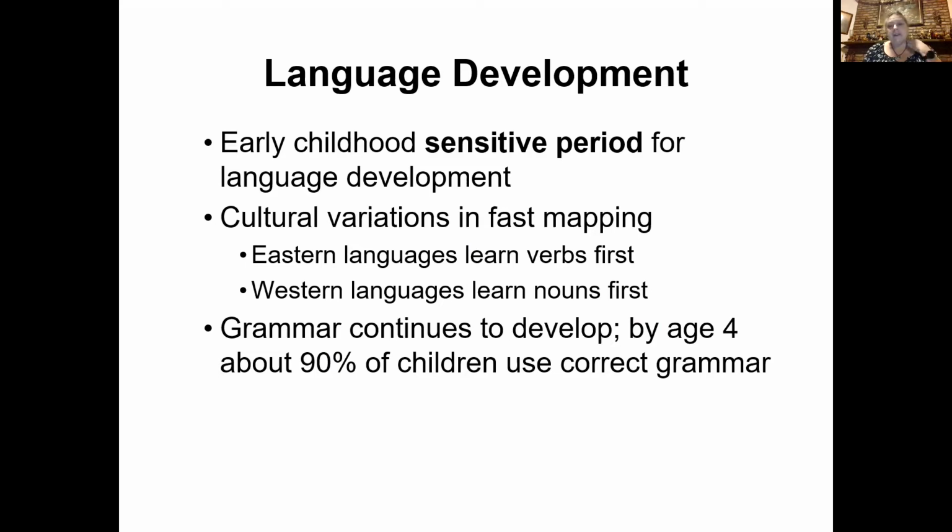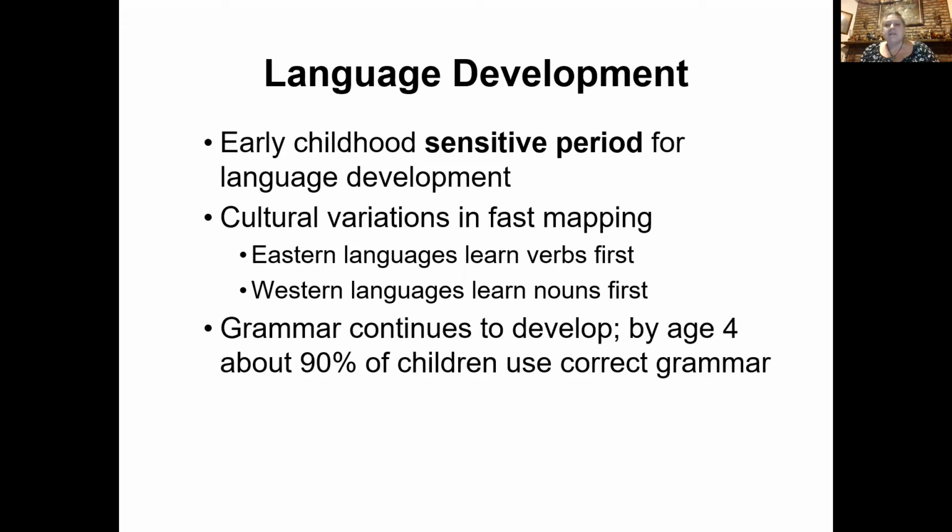There are cultural variations in fast mapping. In Eastern languages, children have a tendency to learn verbs first. In Western languages, children tend to learn nouns first. It has to do with the difference in the way the languages are structured.